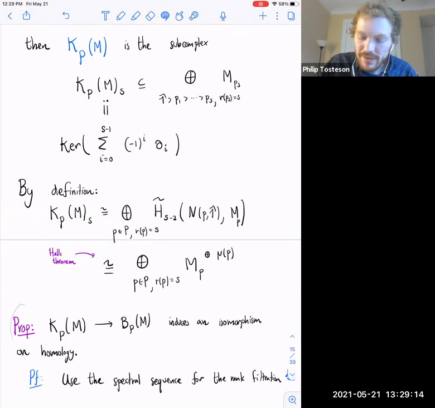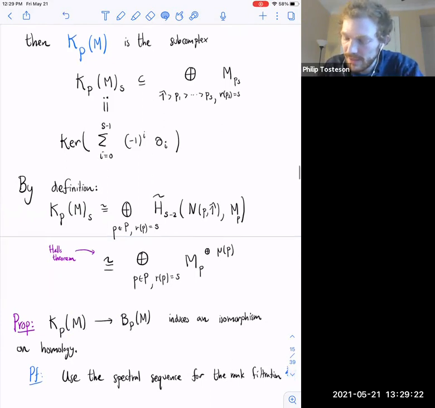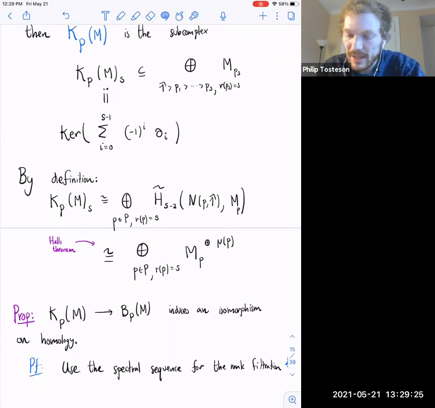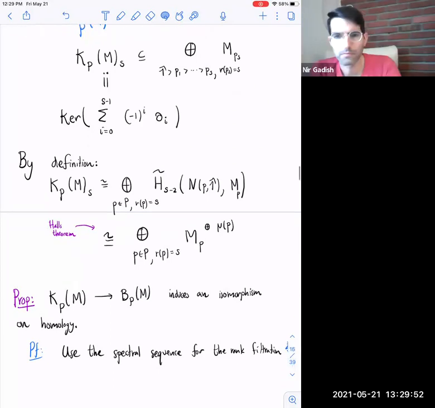So if not, then what I have here is that the inclusion of K_P M into B_P of M induces an isomorphism on homology. The way you prove this is by filtering B_P of M. The module M actually comes with a natural filtration by the rank. You can look at the submodule spanned by the elements of rank less than or equal to something, and that gives you a filtration. If you look at the associated graded, then you get a spectral sequence which degenerates because of this connectivity condition. And so you can just do the comparison like that. You can probably also say it directly without using the word spectral sequence.